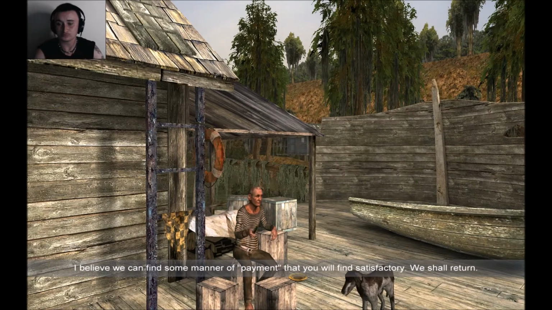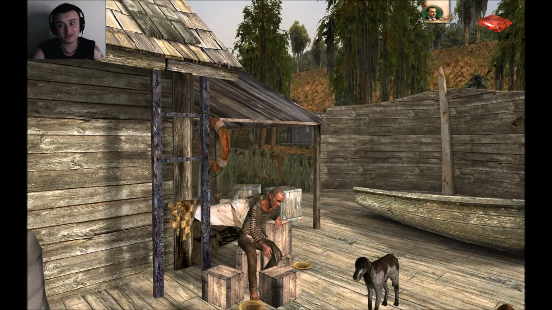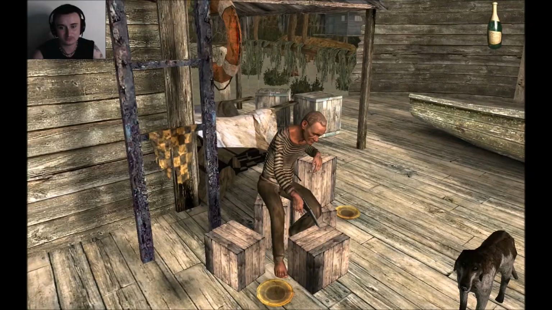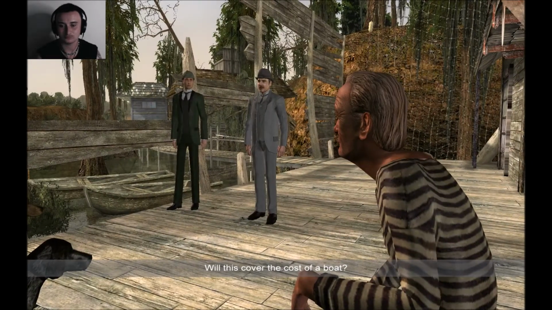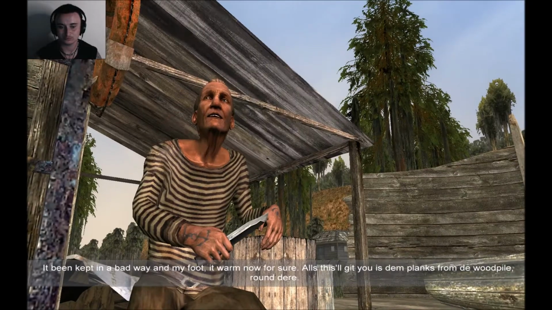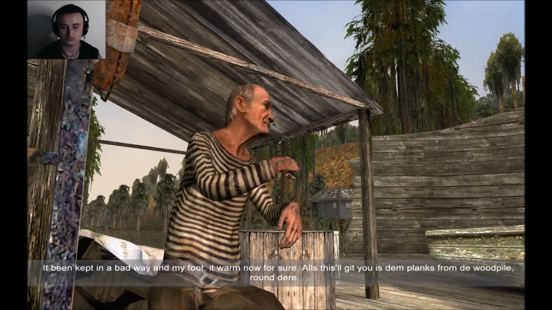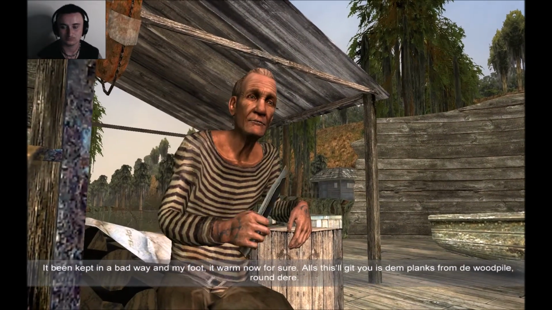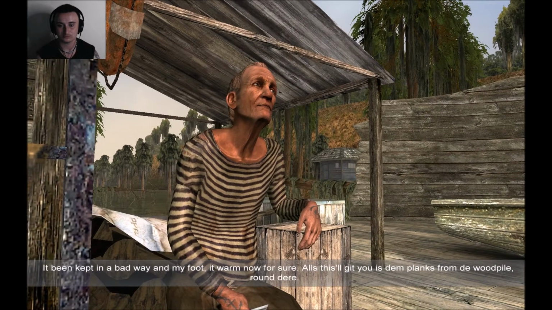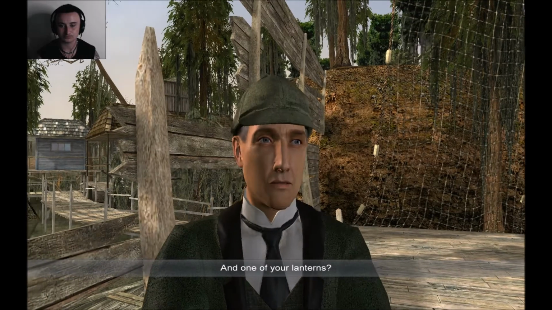We shall return. Well, I have a bottle of champagne. Will that be enough? Will this cover the cost of a boat? It been kept in a bad way. My foot, it warm now for sure. All this'll get you is them planks from the wood pile around there. And one of your lanterns. Sold.